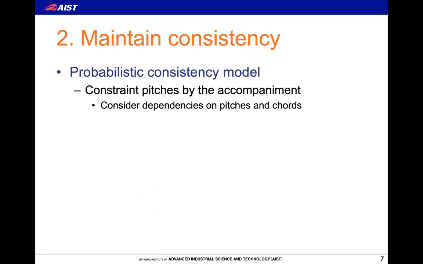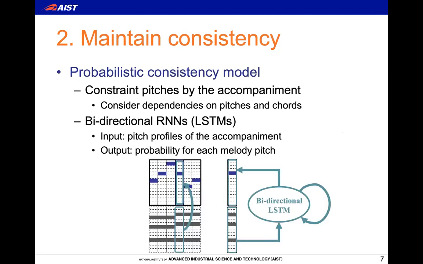To maintain consistency, we have also constructed a probabilistic model. Maintaining consistency requires constraints on pitches by the accompaniment. This requires us to consider relatively long-term dependencies on pitches and chords. As it is well discussed in music generation and harmonization tasks, we can apply a neural network to cope with this issue. We have used bidirectional RNNs with LSTM cells, where the network accepts pitch profiles of the accompaniment and outputs probability for each melody pitch.